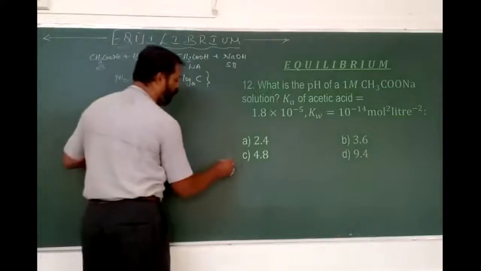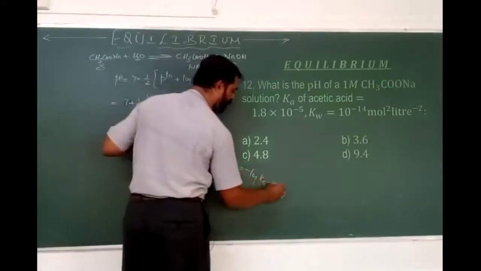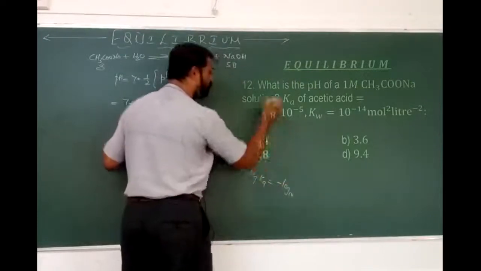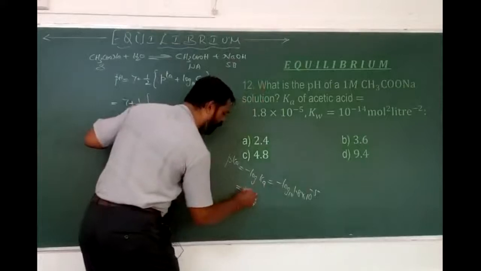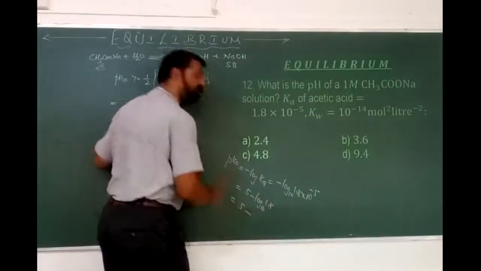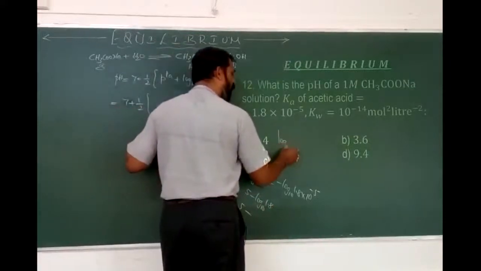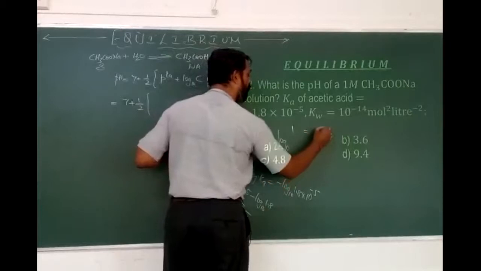First you have to know the value of pKa. pKa is actually the negative log of what? Ka. That is equal to negative log of, what is Ka here? It's 1.8 into 10 to the power of minus 5. That is equal to, according to the direct formation, 5 minus log of 1.8. That is equal to 5 minus... We don't know the value of log 1.8.